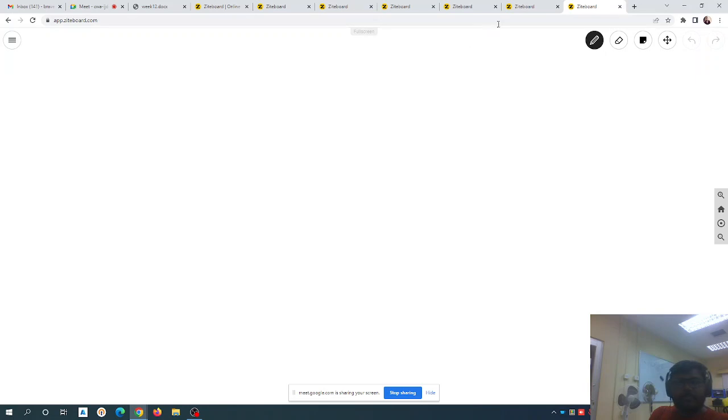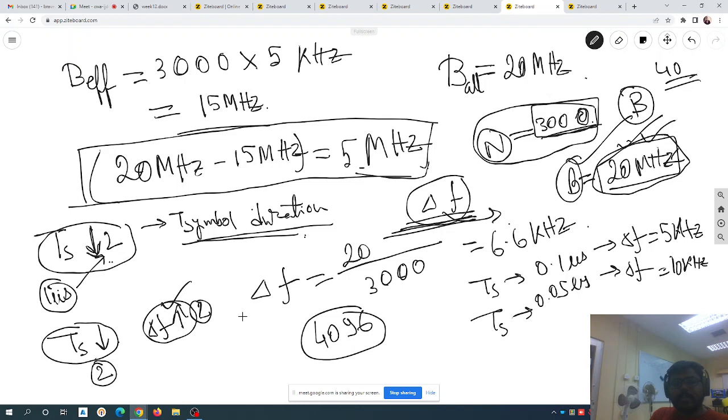Sir, delta f is equal to 1 by Ts, no sir? No, this delta f is the bandwidth allocated per each subcarrier, and Ts is the symbol duration for the OFDM symbol. These two are different. One OFDM symbol can contain n number of subcarriers, right? And each of the subcarriers has delta f here. For each subcarrier you are sending, you are allocating some sort of bandwidth. That is delta f.